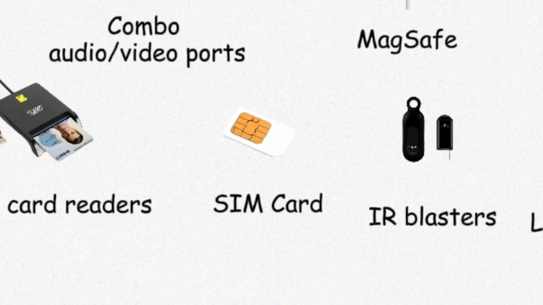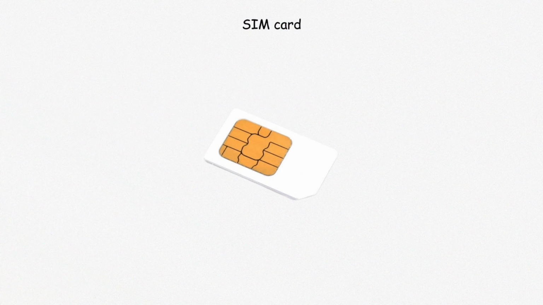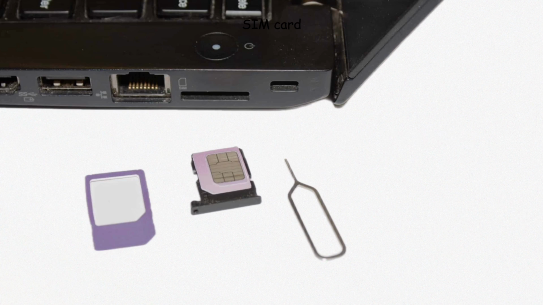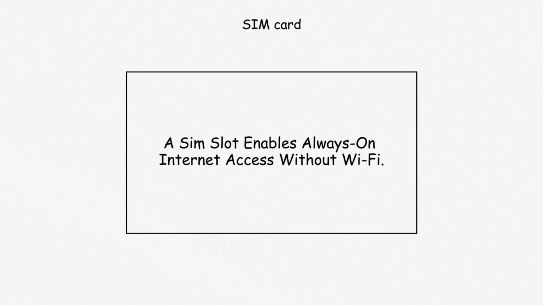SIM card slots appear on laptops and tablets that support cellular connectivity. A SIM card allows the device to access mobile data networks similar to a smartphone. These are typically nano SIM trays and are located on the side or back of the device. Paired with an internal LTE or 5G modem, a SIM slot enables always-on internet access without Wi-Fi.